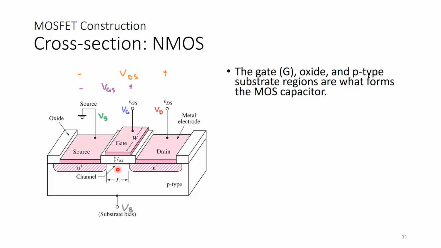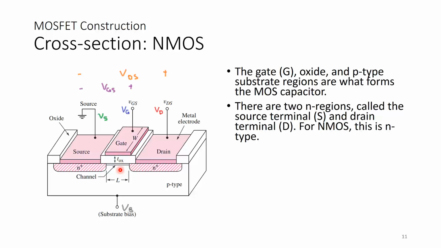It's actually just like a parallel plate capacitor, where you have conductors with an insulator sandwiched in between. So here you have a metal oxide semiconductor. There are 2 N regions called the source terminal and the drain terminal. The terminals are the metal contacts to these heavily doped regions.